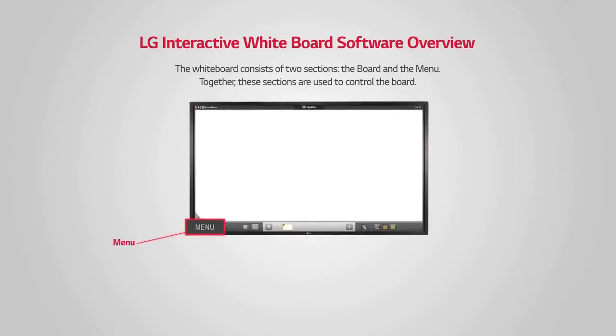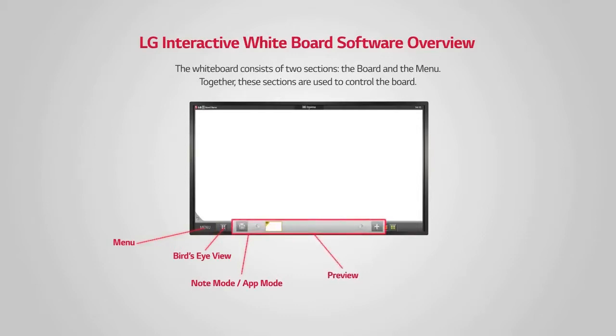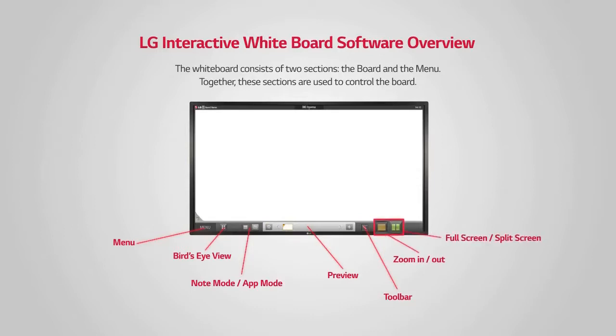The menu button allows you to access various configurations. For example, Bird's Eye View allows you to see the whole page that you are working on. The Note Mode or App Mode function allows you to switch between Note Mode and App Mode. Preview Mode shows thumbnail images of all the working pages. You can also use the toolbar, zoom in or out, and full screen or split screen functions to change the configuration of the screen.